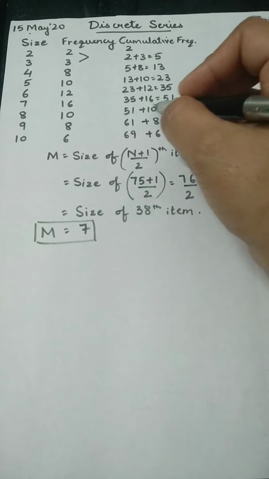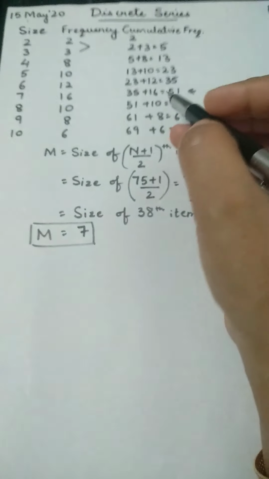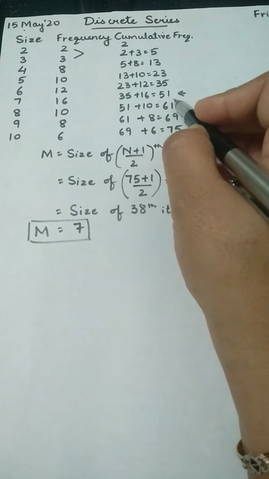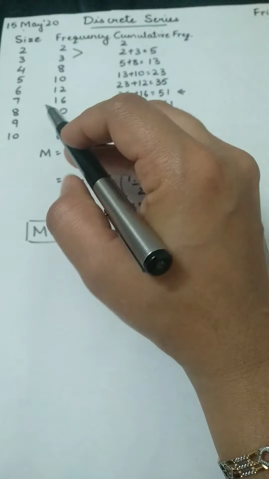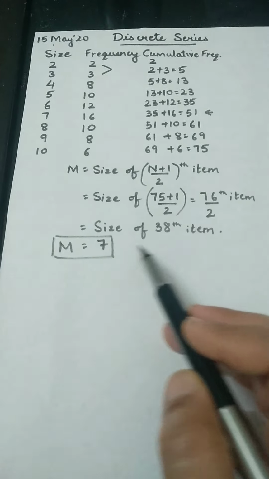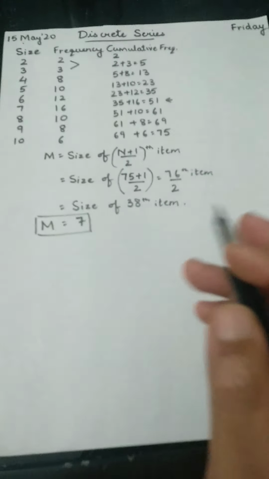So under this we will get the value of median is equal to 7. The cumulative frequency which is there under the size, that is 38, we will move back and find the size of the same class, that is 7, and that comes out to be the median. So in this way we will be able to find the median for the discrete series.